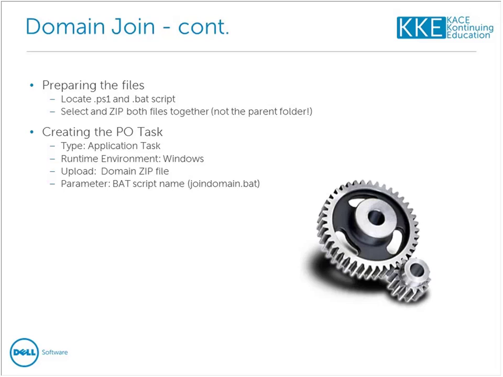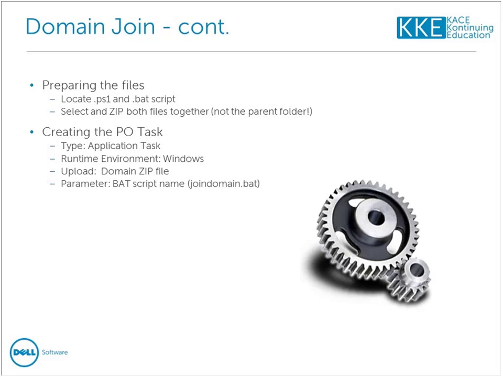Then we're going to create a new post-install task in our K2000. It's going to be an application task. The runtime environment is going to be Windows. We're going to upload the zip file that we just created, and the parameter is going to be the batch script name, joindomain.bat, okay?